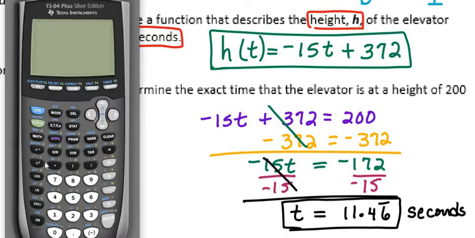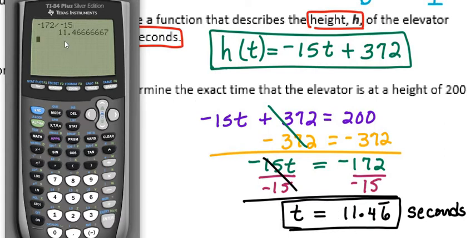Now, when I go ahead and work this out, I see that t gives me 11.46 right here. So I'm going to take a negative 172 divided by negative 15. Time can never be negative. So if you get a negative number right here for time, something is wrong.